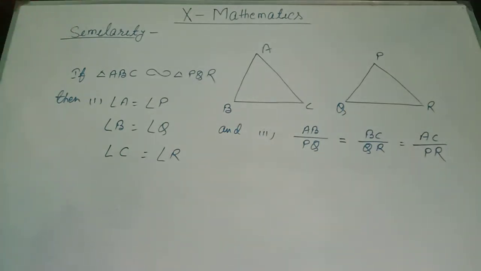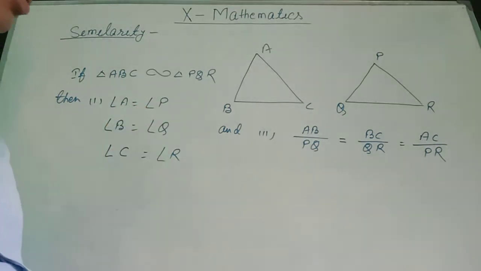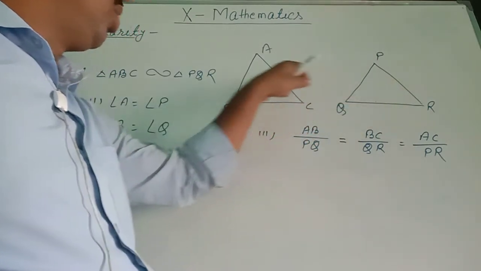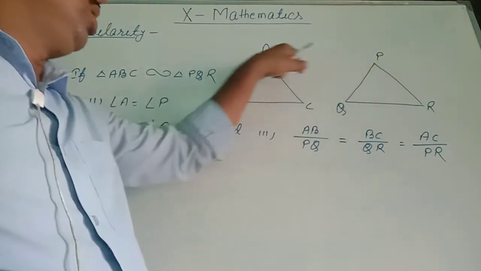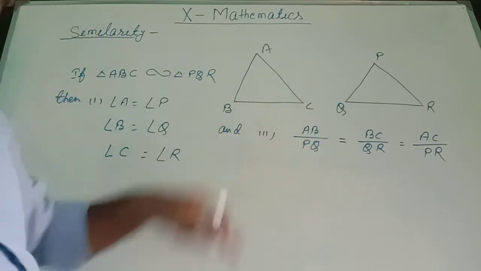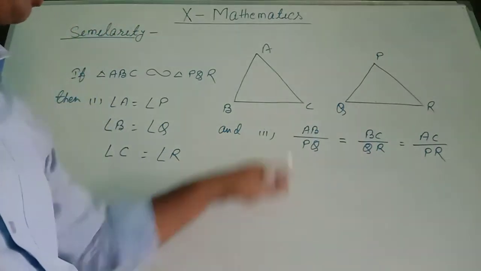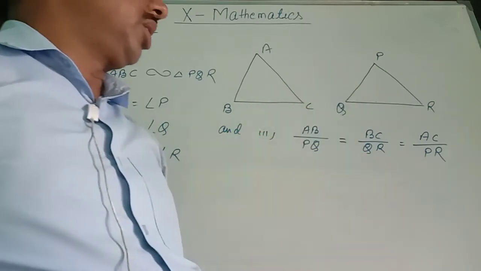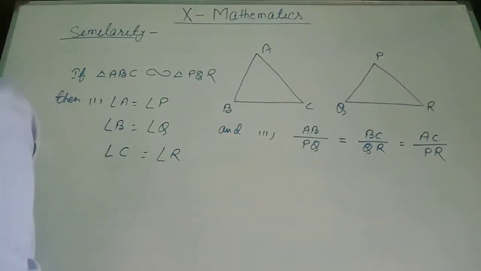Now the question is, how shall we identify the corresponding angles? Suppose you keep triangle PQR above triangle ABC, then angle P will lie in the direction of angle A, angle Q will lie in the direction of angle B, and angle R will lie in the direction of angle C. So angle A and angle P are corresponding angles, angle B and angle Q are corresponding angles, and angle C and angle R are also corresponding angles.